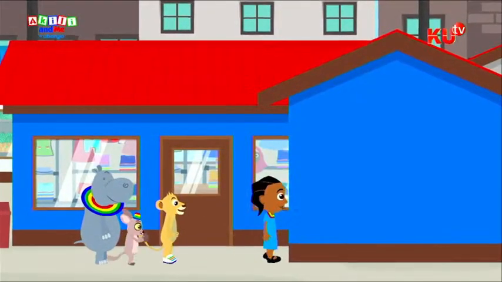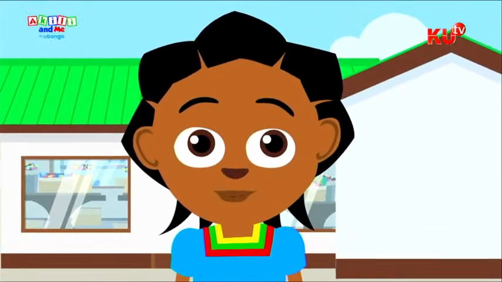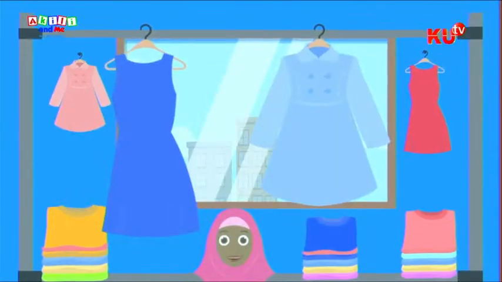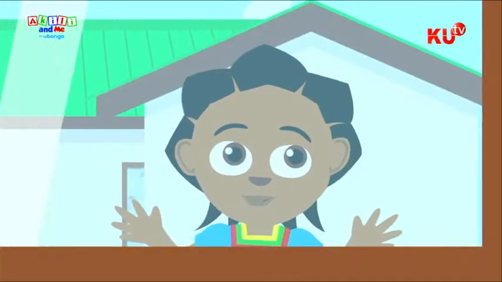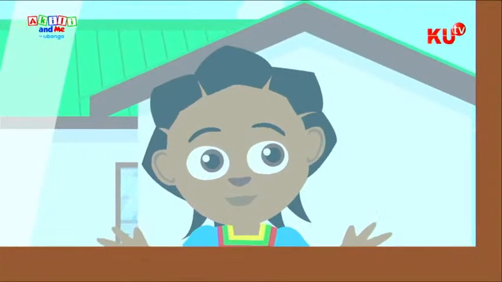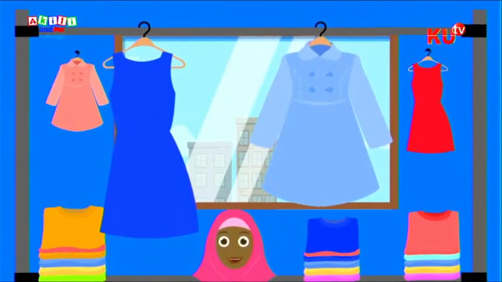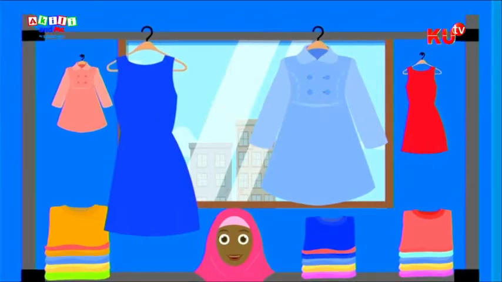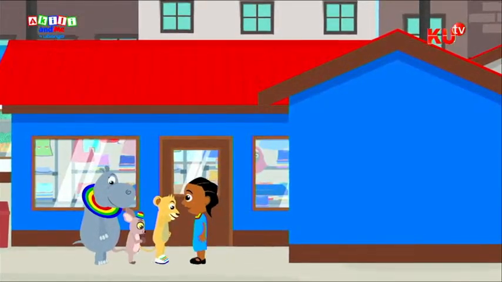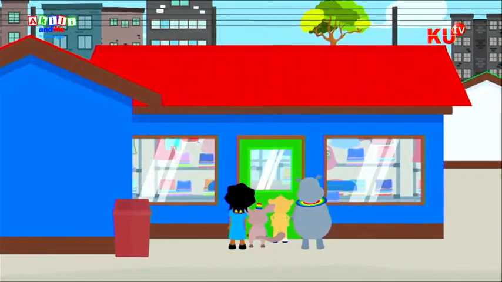What does it have in the window? Dress. Dress shop. That's right, Akili. It's a shop that sells pretty dresses. But it's not the shoe shop with Brother Lion's shoe.